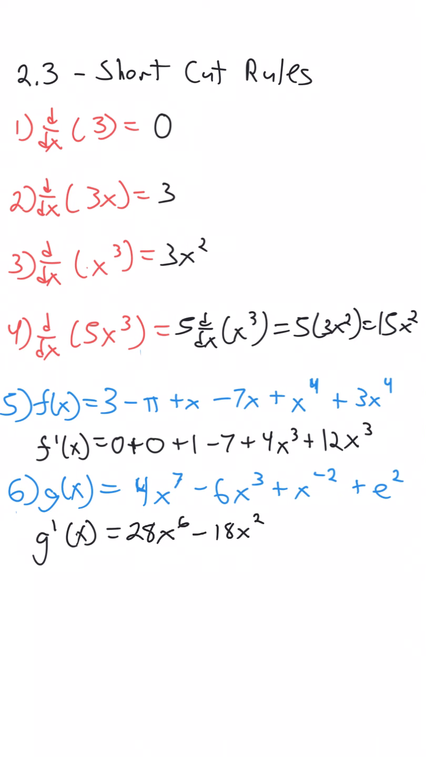Now look at this next guy. Same process here, right? You got plus x to the negative 2. You bring the negative 2 to the front, x, and then subtract off 1 from negative 2, you get negative 3. And then e squared, what is that? That's just a constant. Just some number, 2.7 something squared. So what's the derivative of any constant? 0.